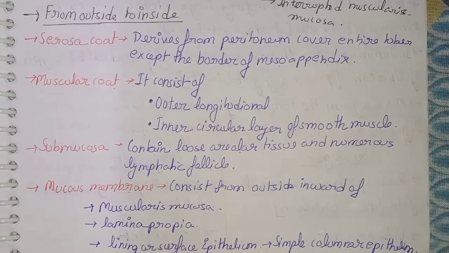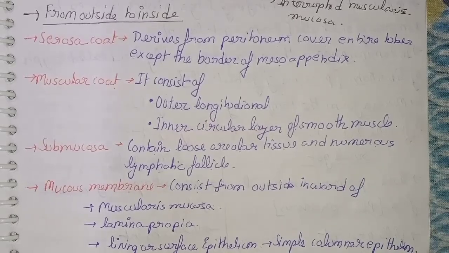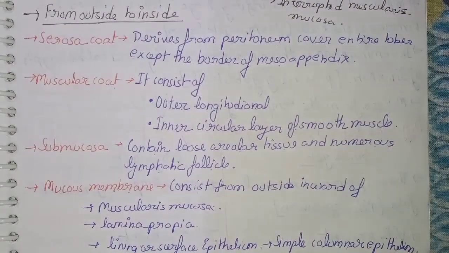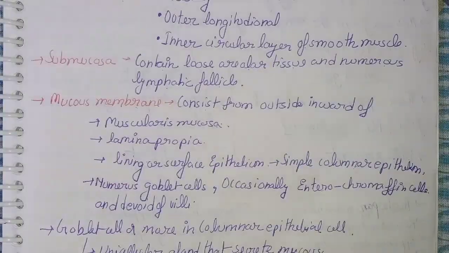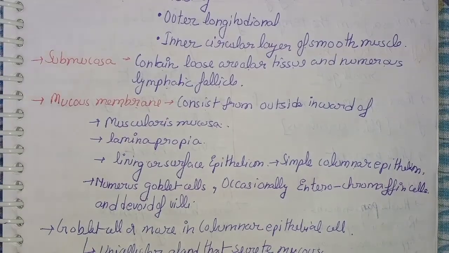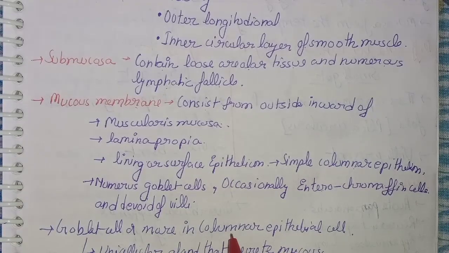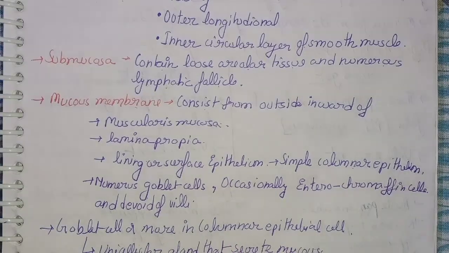It also consists of numerous goblet cells which secrete the mucus, and occasionally enterochromaffin cells, and it is also devoid of villi. Villi are not present here, so there is no absorption. We have the goblet cells. So basically goblet cells are unicellular glands that secrete the mucus. Its main function is to secrete the mucus, and the surface epithelium is simple columnar epithelium.